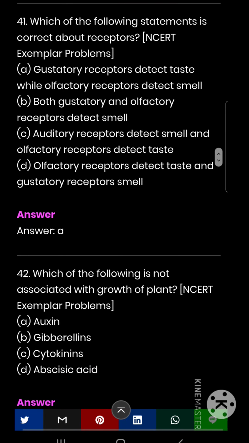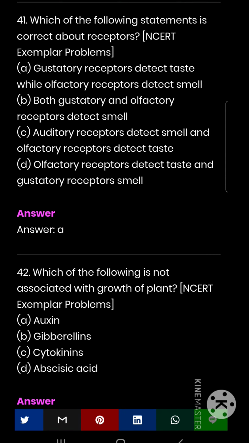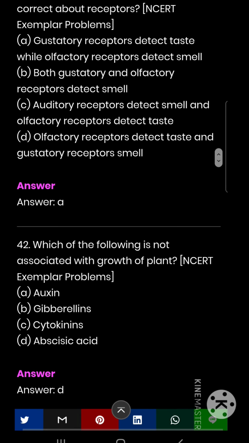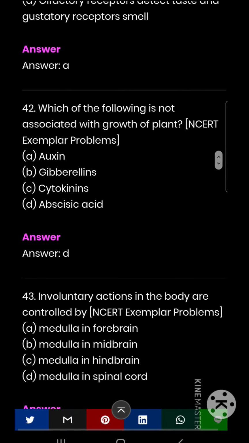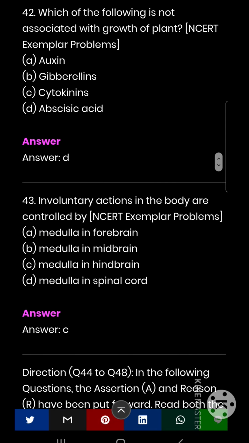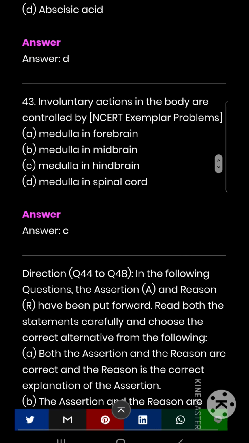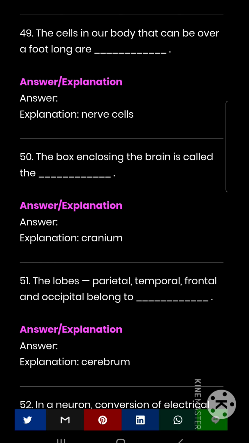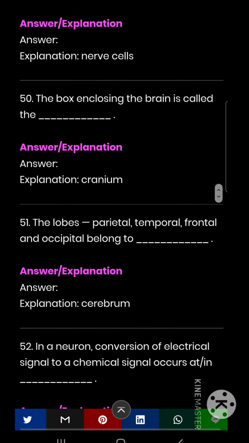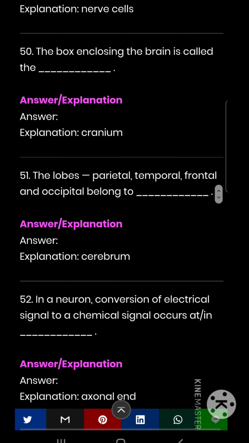Which of the following statement is correct about receptors? It is gustatory receptors detect taste while olfactory receptors detect smell. Which of the following is not associated with the growth of plant? It is abscisic acid. Involuntary actions in the body are controlled by medulla oblongata in hindbrain. The cells in our body that can be over a foot long are nerve cells. The box enclosing the brain is called cranium.